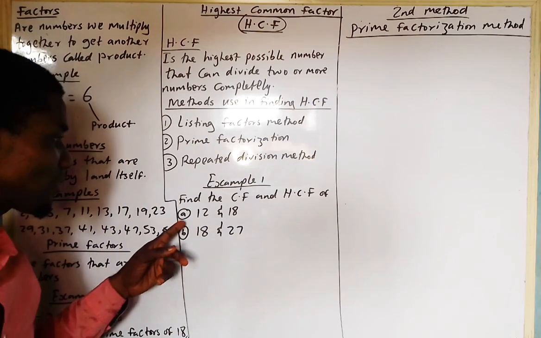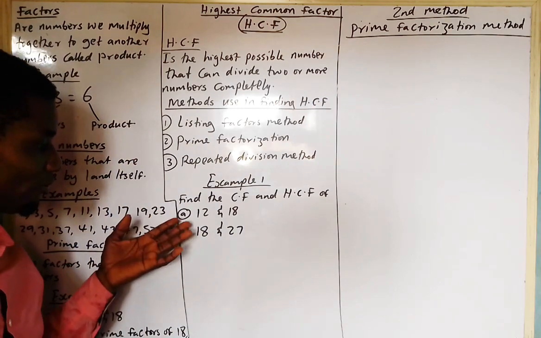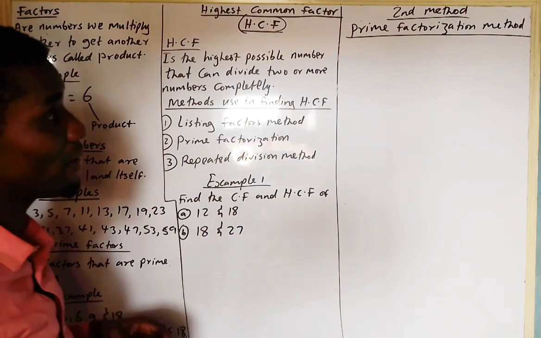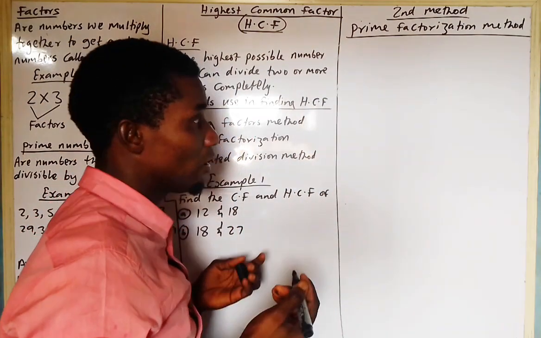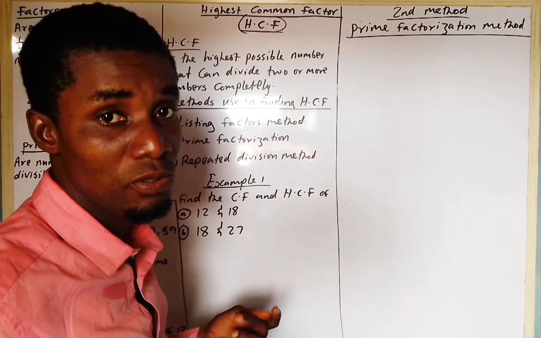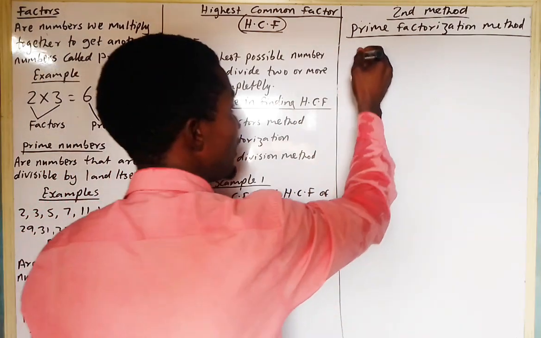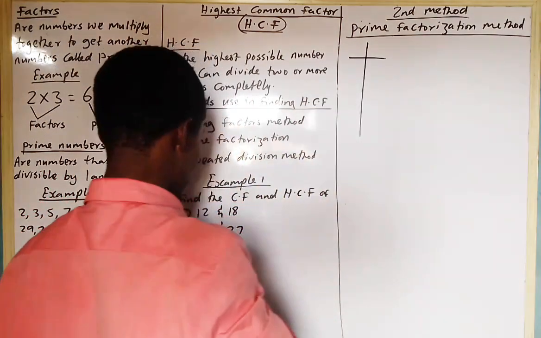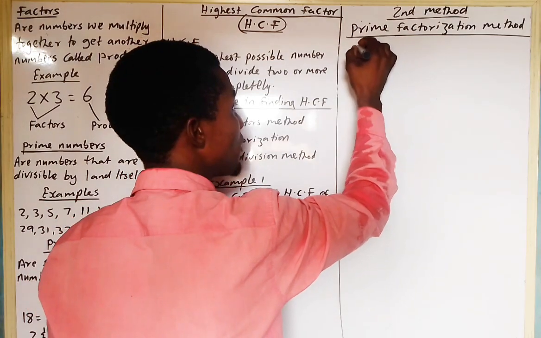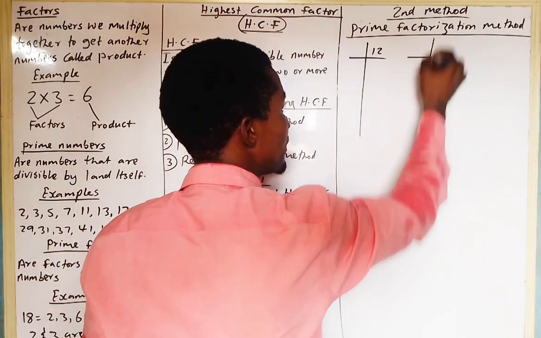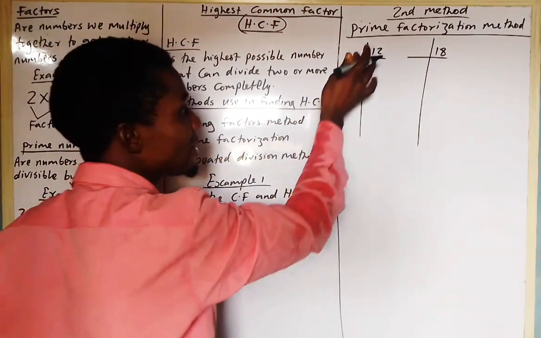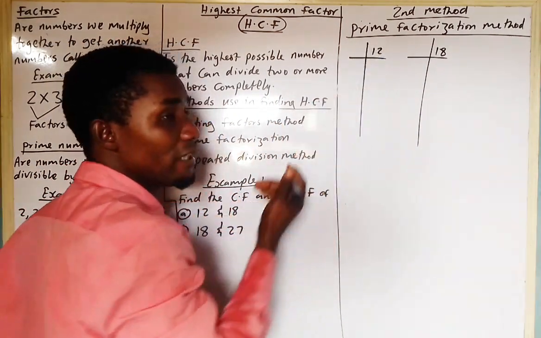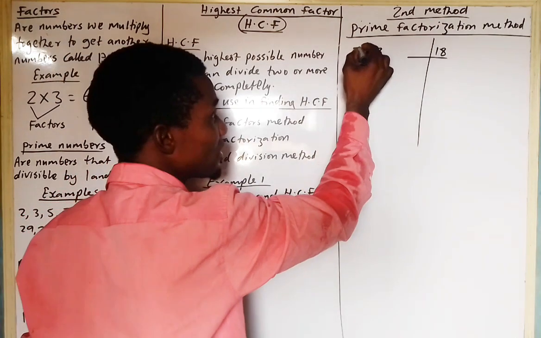Now let's find the common factor and highest common factor of these same numbers using the prime factorization method. To use the prime factorization method, you can use a tabular form and you can also use a family tree form. Now let's try the first one, which is 12, and the second one is 18. Now let's list out the numbers that can go in 12 without any remainder. Let's start with 2.